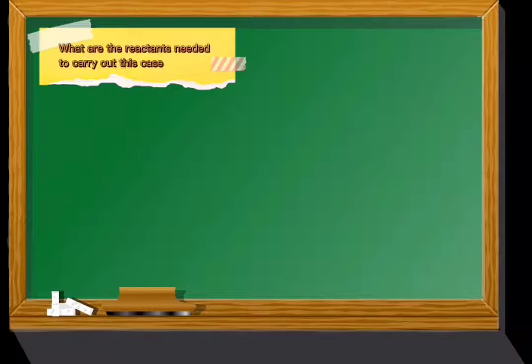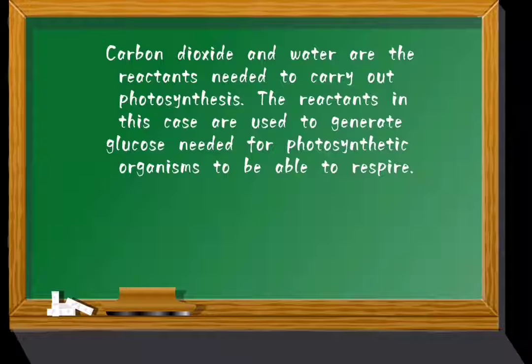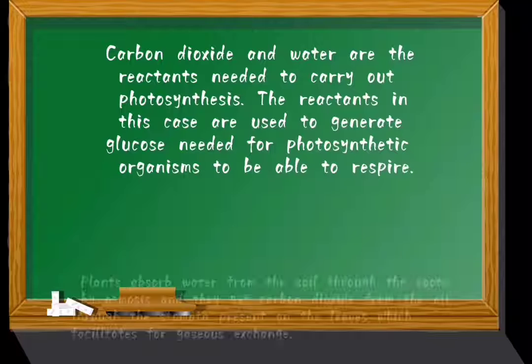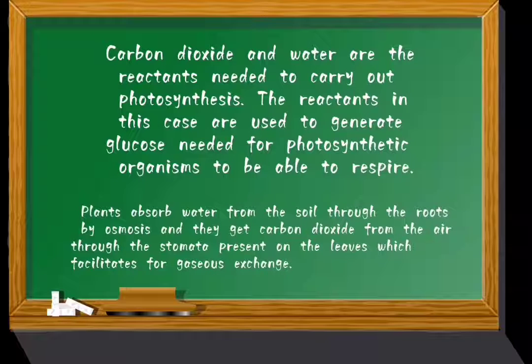What are the reactants needed to carry out this case? Carbon dioxide and water are the reactants needed to carry out photosynthesis. The reactants in this case are used to generate glucose needed for photosynthetic organisms to be able to respire. Plants absorb water from the soil through the roots by osmosis, and they get carbon dioxide from the air through the stomata present on the leaves, which facilitates gaseous exchange.